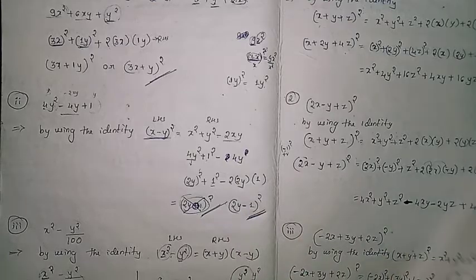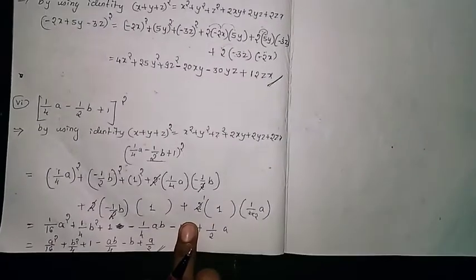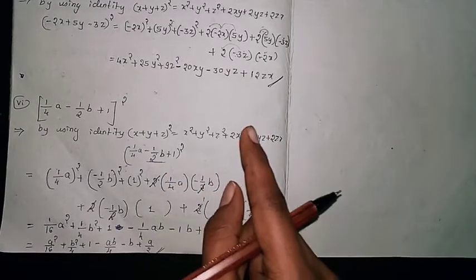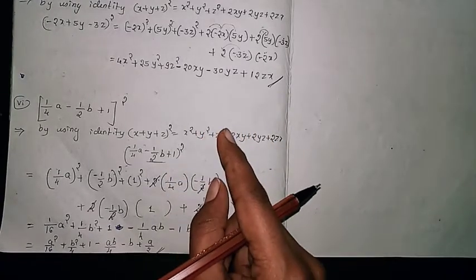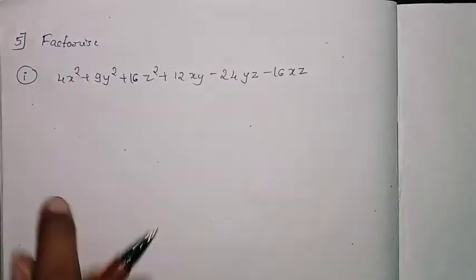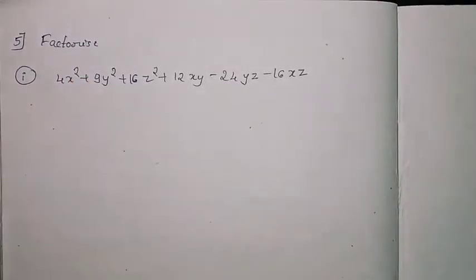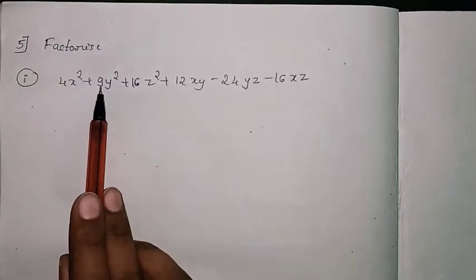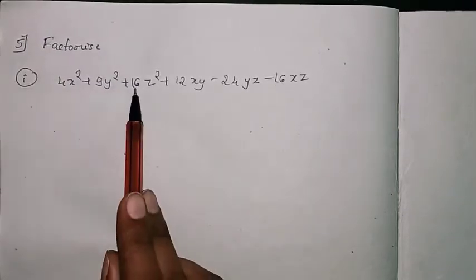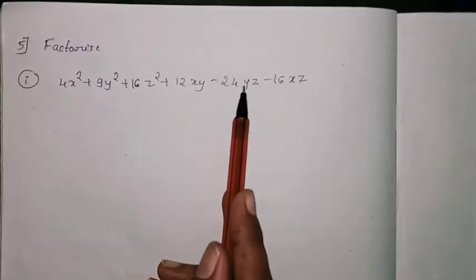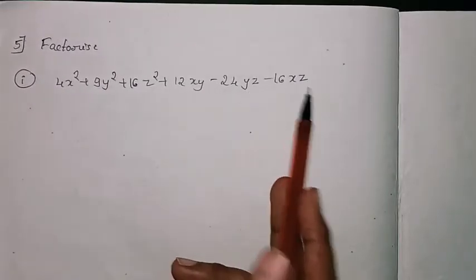In the previous class we solved till the 6th problem. Today we will solve question number 5, the factorize question. In that, the first problem is 4x square plus 9y square plus 16z square plus 12xy minus 24yz minus 16zx.